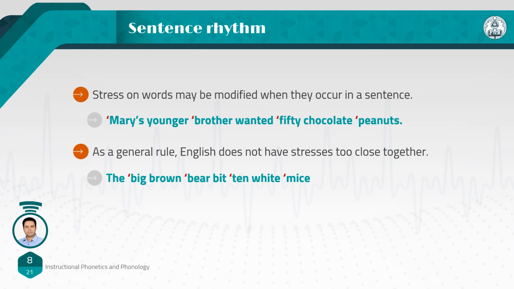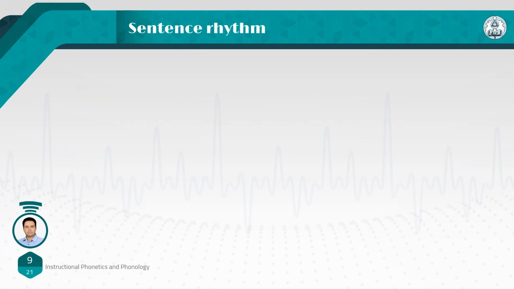As a general rule, English does not have stresses too close together. Very often, stresses on alternate words are dropped in sentences where they would otherwise come too near one another. So here you can see that stresses are not too close together. So this tendency to avoid having stresses too close together may cause the stress on a polysyllabic word to be on one syllable in one sentence and on another syllable in another sentence.